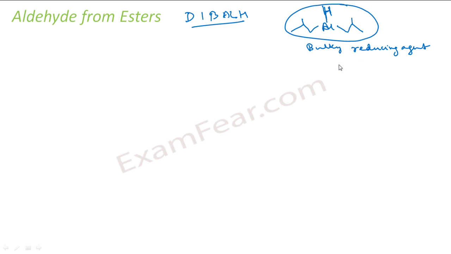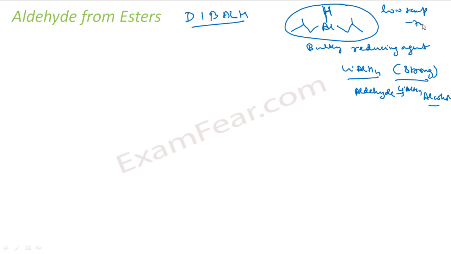LiAlH4 is again a reducing agent, but it's a very strong one. So we'll not be able to use it for aldehyde, because the moment you get aldehydes, and since you have used LiAlH4, it will become alcohol, right? So we should not be using strong reducing agents. We have to use a weak reducing agent, and diisobutyl aluminum hydride is one of the weak reducing agents. Correct. So here we do the same thing and we use low temperature, -70 degrees Celsius, and this is all reduction actually. So what we understand is we are doing a reduction by a weak reducing agent at a low temperature, right?